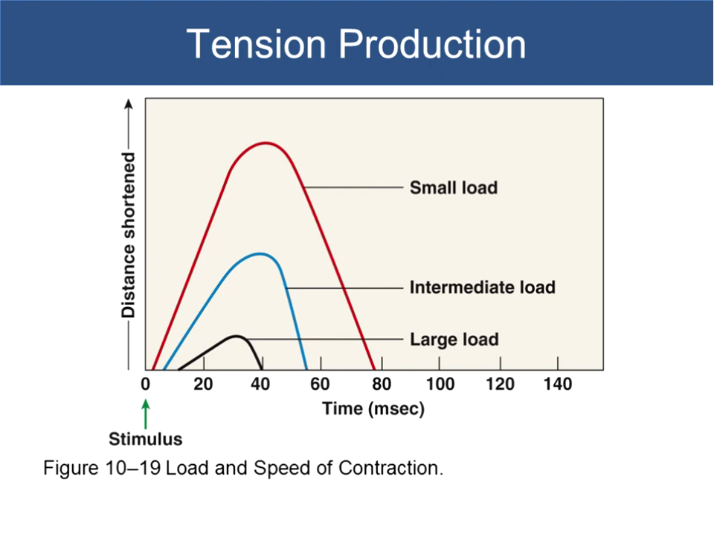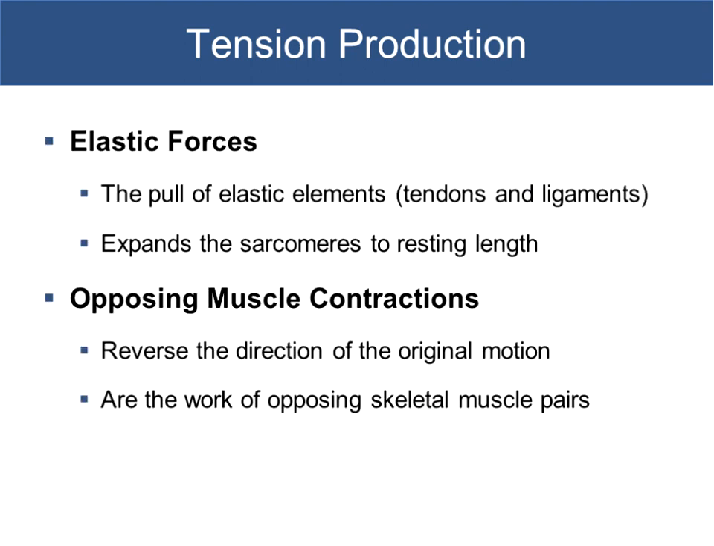So here's just a nifty picture that's talking about the inverse relationship between the size of the load and the speed of the contraction. With a large load, notice that the distance is shortened not nearly as much. With a small load, you're going to have a much greater amount of distance that it's shortened. The muscle fibers are shortened.